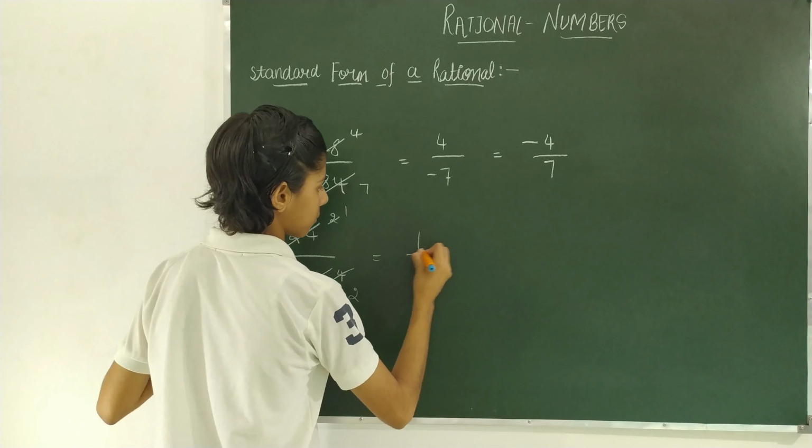15 by 4, 14 by 4, 13 by 4, and this will be 12 by 4. Now you can see, if we cancel 12 by 4, we will get 3. So it is also correct.